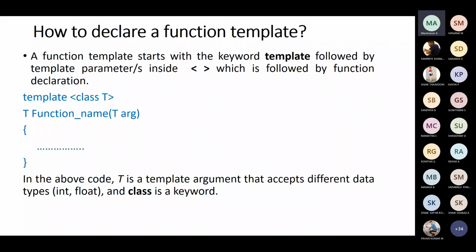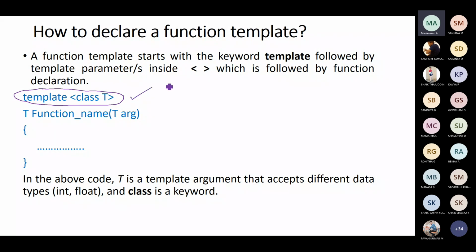So we'll see the declaration of this function template. A function template starts with the keyword template followed by template parameters. See this here we have written. Template is the keyword followed by angular brackets. Like HTML tags, the same angular brackets. Within that angular bracket we have to mention the keyword class and then the template argument T. You can use any argument name, but for understanding purposes in this template concept we are using capital T.